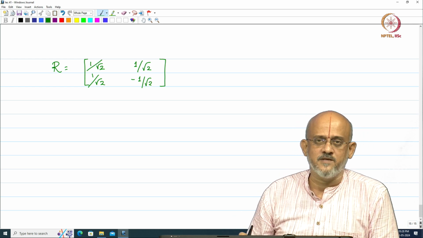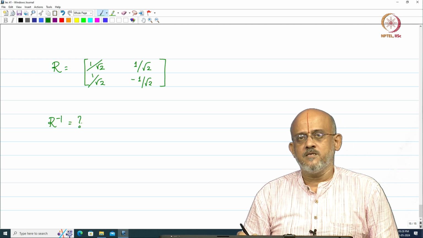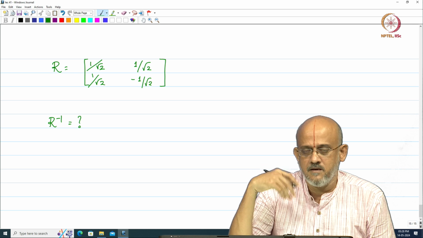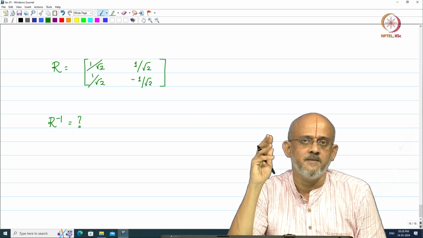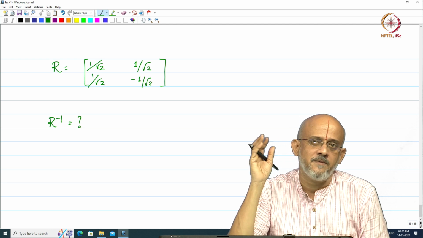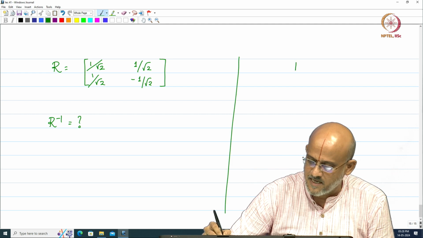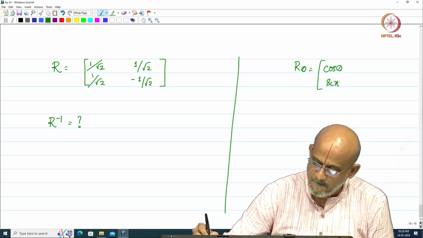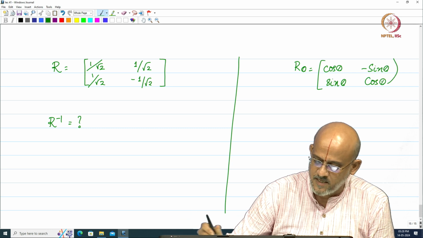Now I want to find the inverse of this matrix. So what is R inverse? When we looked at the rotation matrix in 2 dimensions, we found that if you want to rotate a vector by an angle theta in the counterclockwise direction, we had this matrix R theta, which was basically cos theta, sin theta, minus sin theta, cos theta. This was basically rotation in the counterclockwise direction.